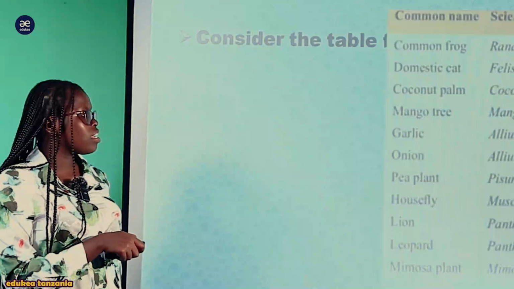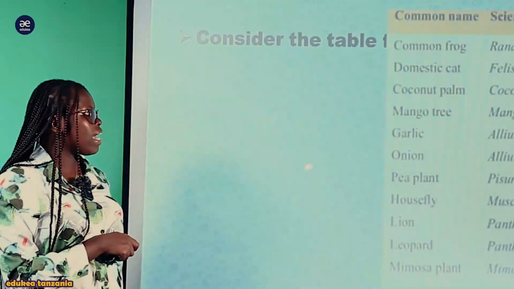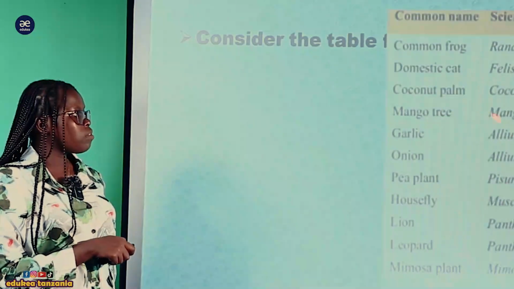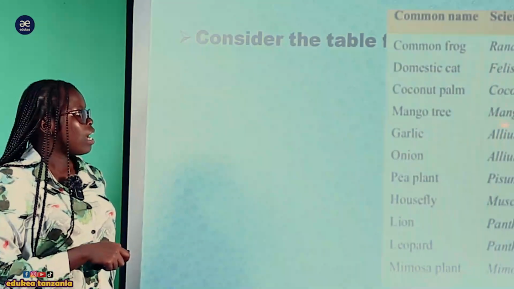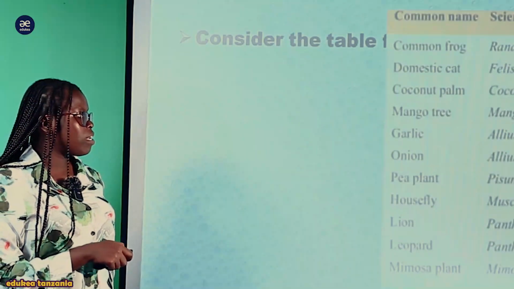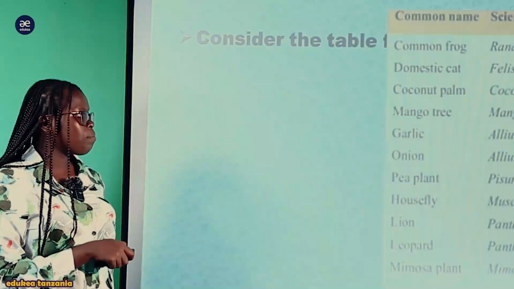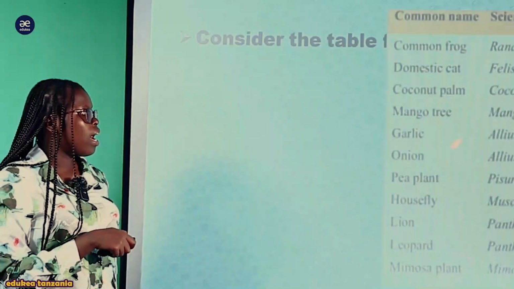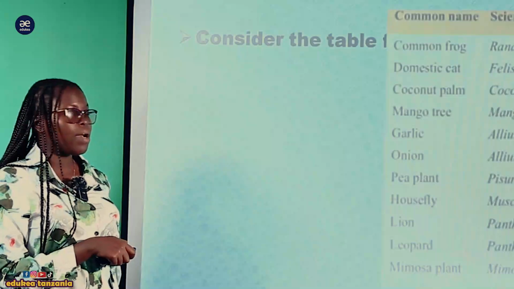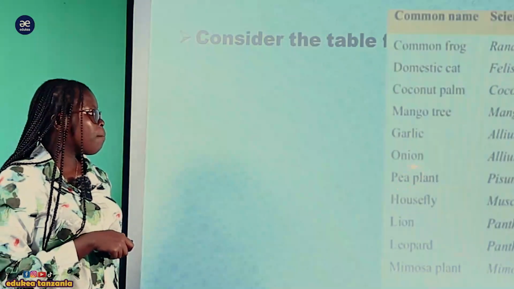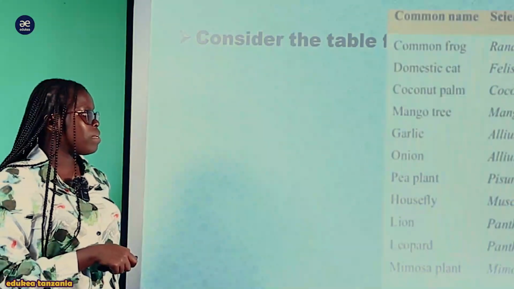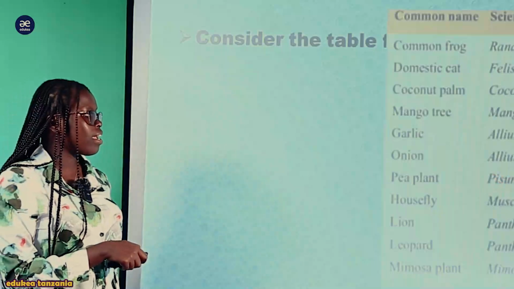Also you have the onion. Its scientific name is Allium cepa. So Allium is generic and cepa is specific. Also pea plants. The scientific name is Pisum sativum. So Pisum is generic and sativum is specific. Also the housefly is called Musca domestica. So Musca is generic and domestica is specific.